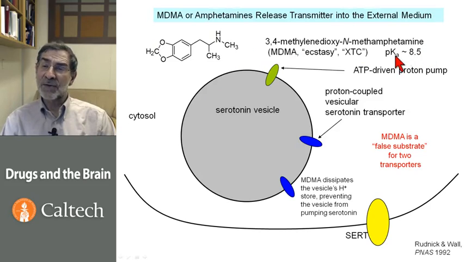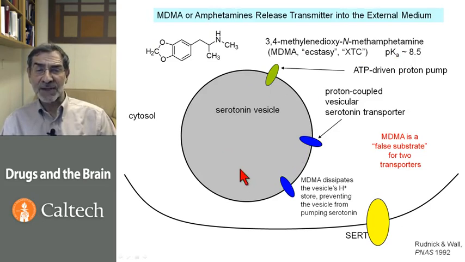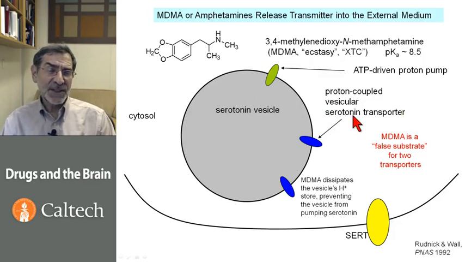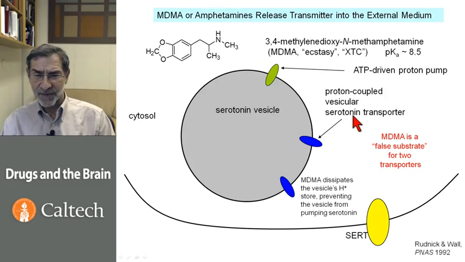It can exist in either the protonated or the deprotonated form. Here is a synaptic vesicle. The experiments I'm going to tell you about today were done mostly with serotonin-containing vesicles, although the same kinds of events may also happen with dopamine-containing vesicles.